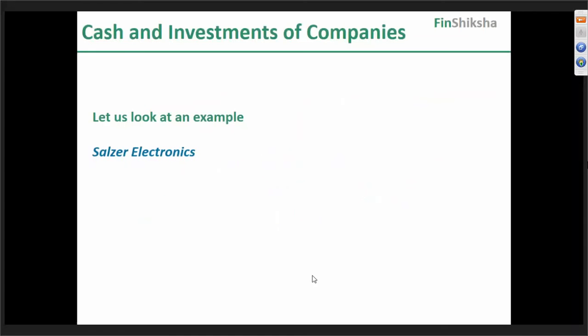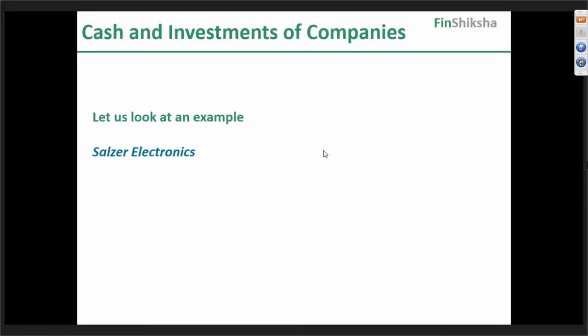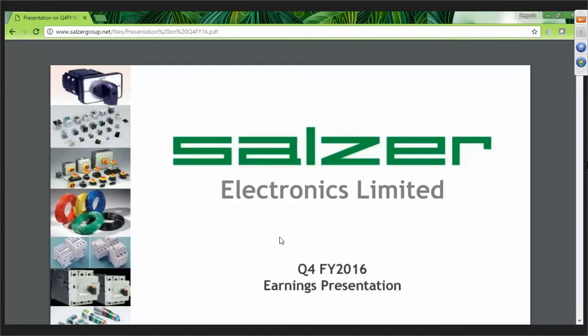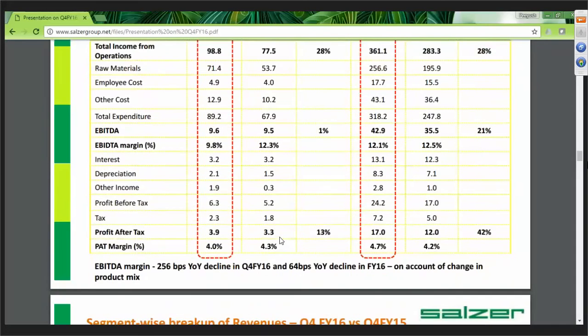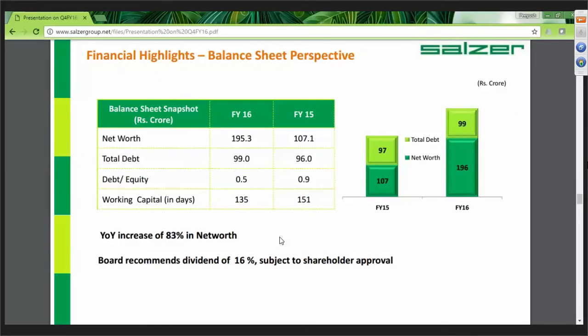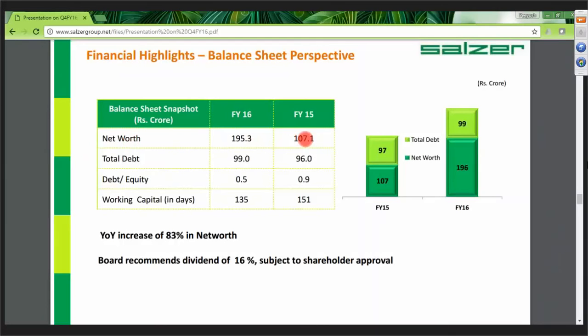That's a small cap company called Salzer Electronics, and I'm going to go to the statements of Salzer Electronics and understand that. So let's search for Salzer Electronics. We have an earnings presentation from these guys. Just take a look at what data we find here. We look at this slide and we immediately spot that they seem to be doing pretty well because their net worth, which is the shareholders' equity, has gone up from 100 crore to 195 crore. They also say that there is an 83% increase in net worth, right?